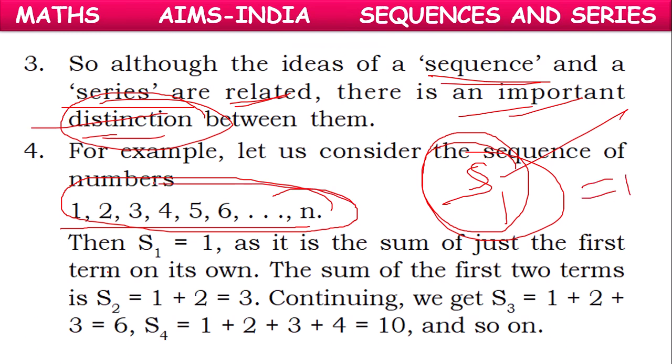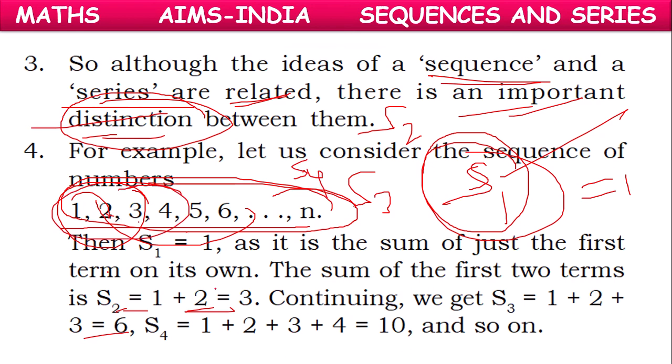Whereas from the same sequence, if they ask us to find S2, the sum of two terms, 1 plus 2, the S2 value is 3. Suppose they ask us to find S3, the sum of three terms, 1 plus 2 plus 3, how much? 6. If they ask us to find S4, the sum of four terms, 1 plus 2 plus 3 plus 4, how much? 10. Like this, we can calculate the sum up to different numbers and name it with a separate notation.